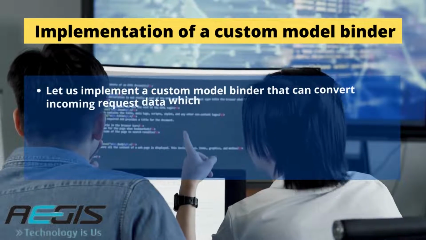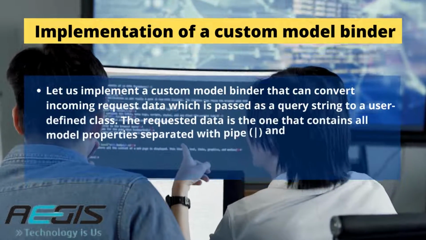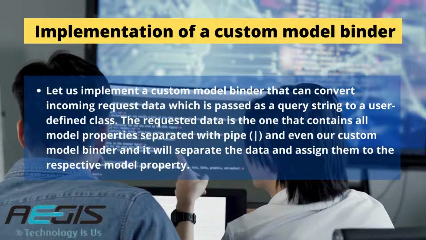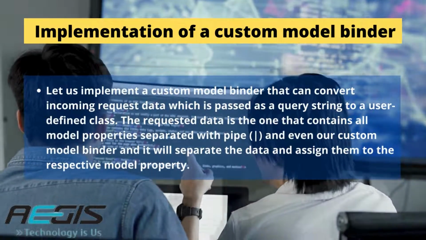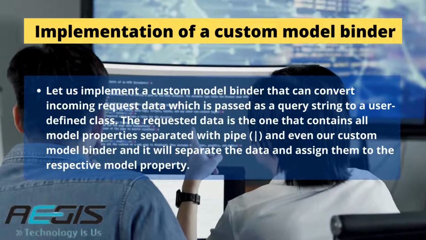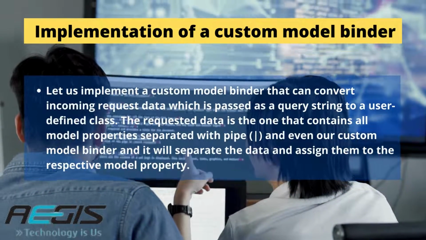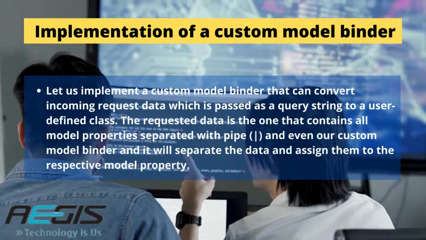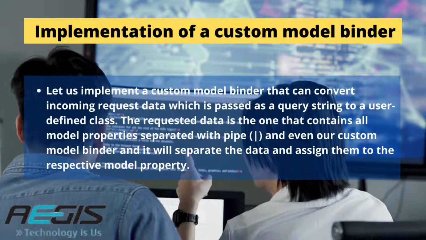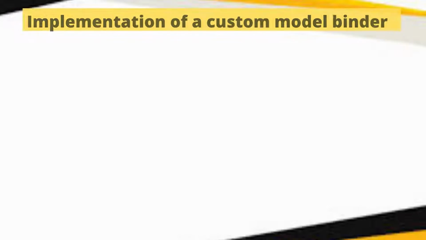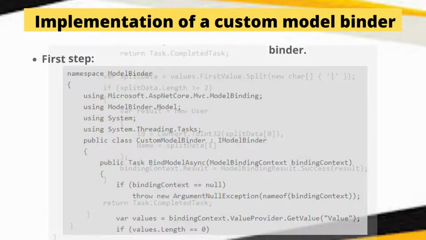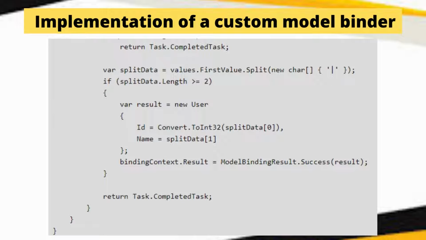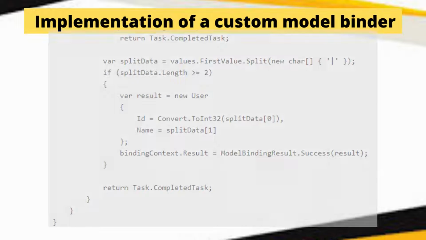Now, let us implement a custom model binder that can convert incoming request data which is passed as a query string to a user-defined class. The requested data is one that contains all model properties separated with a pipe, and our custom model binder will separate the data and assign them to the respective model property. Let's see the steps involved in the implementation of a custom model binder. Here we have two steps for implementing this, as you can see in the code in the images.